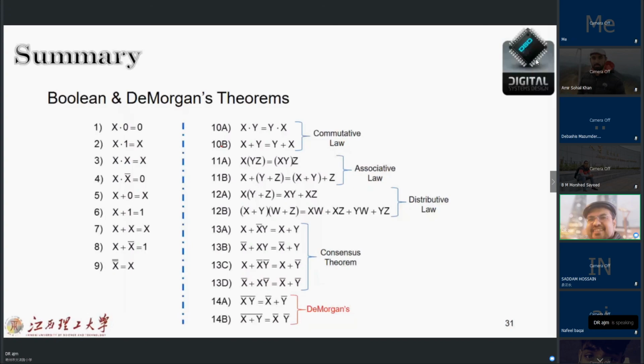These rules will help you to simplify the expressions. Please don't forget, you should memorize them, okay? It's not difficult to memorize. It will even help you in your math subject, because in your discrete math, your teacher should teach you these things with the proof.